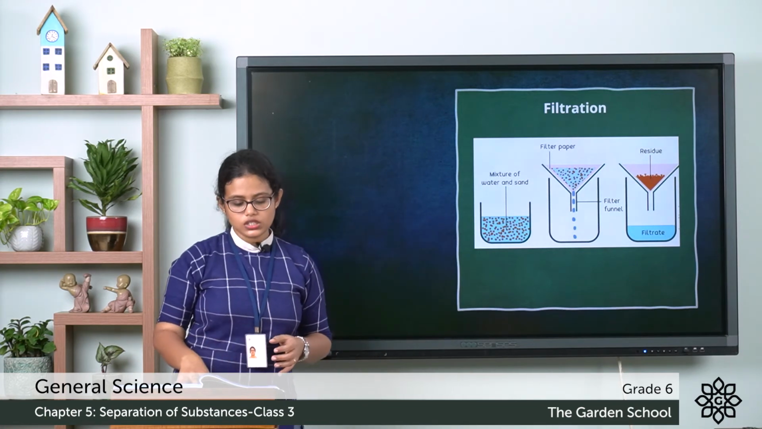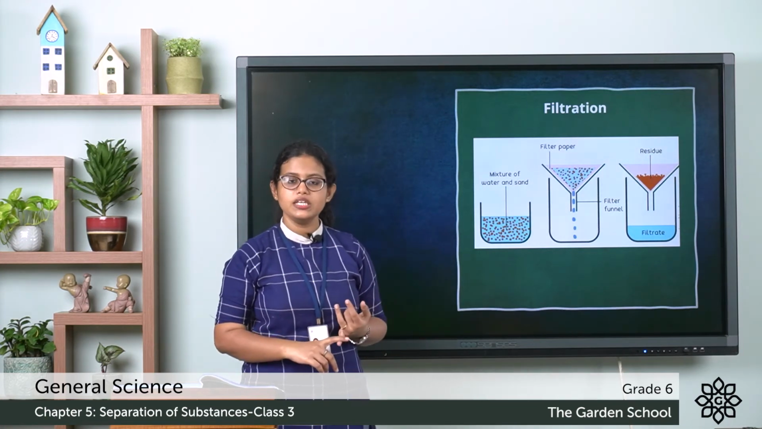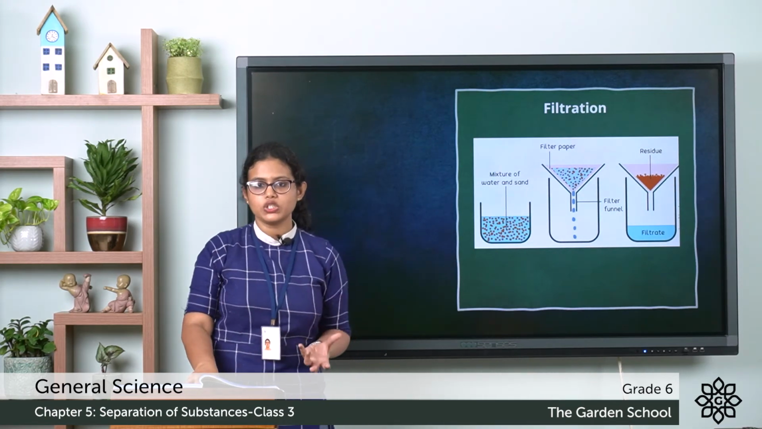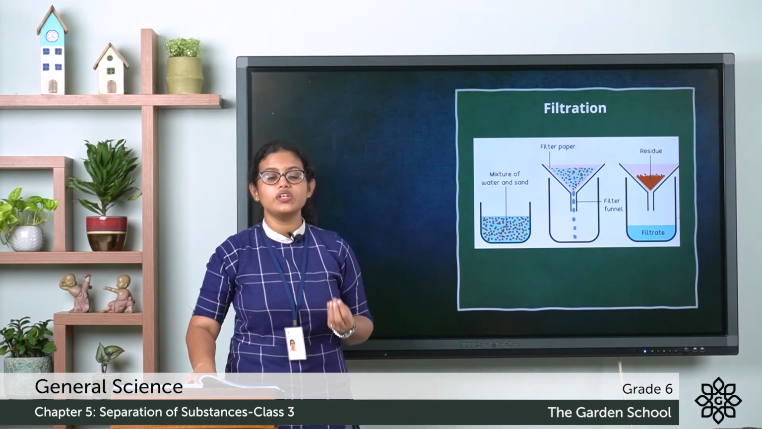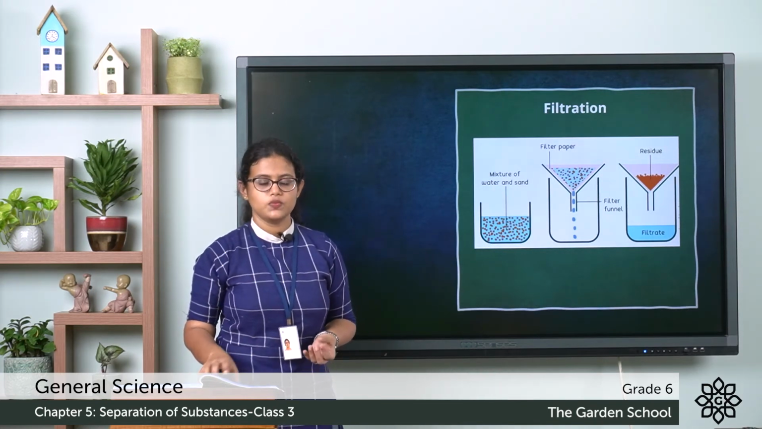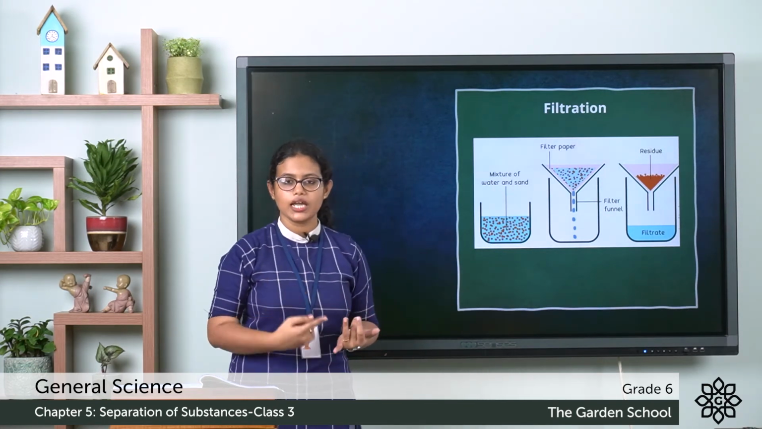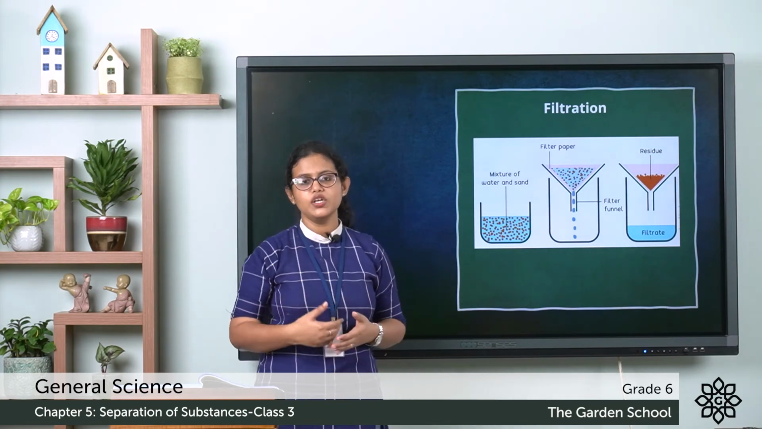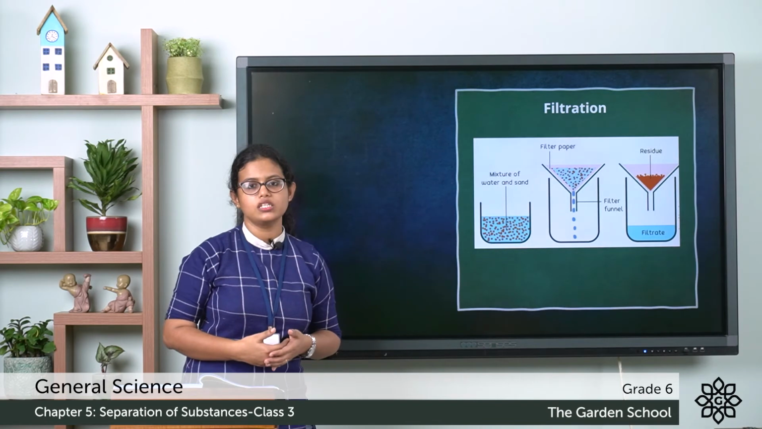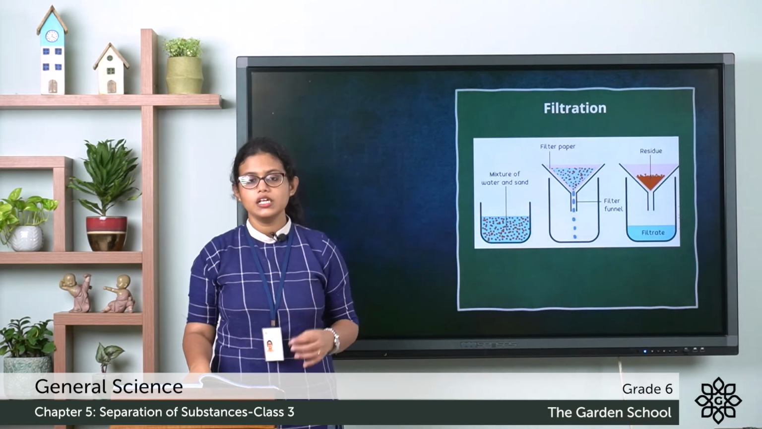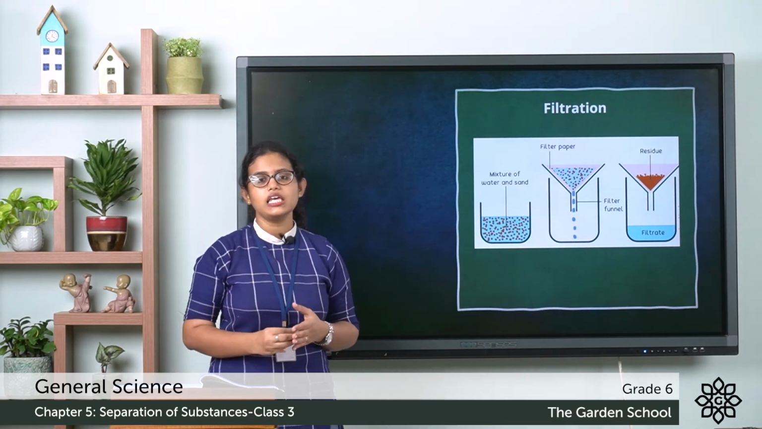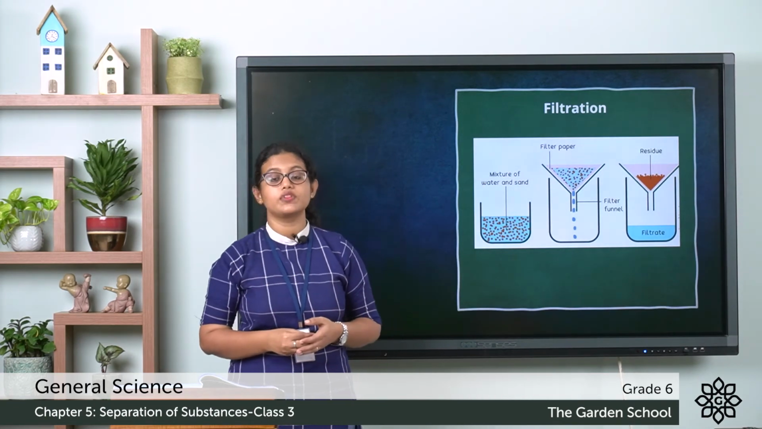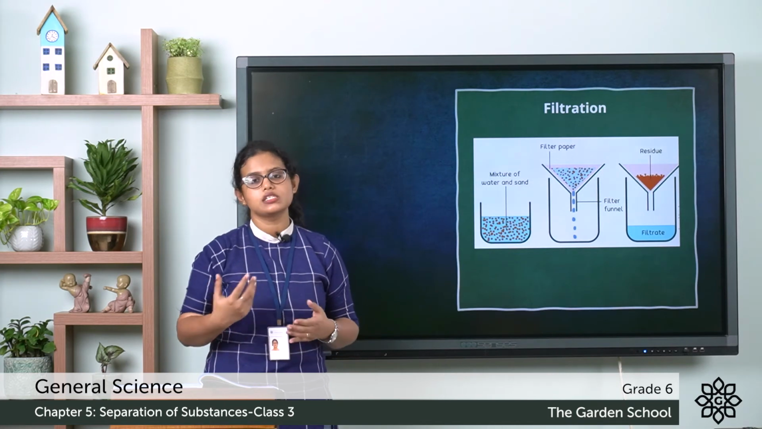A filtering device can be a fine piece of cloth to filter water, or we use a special paper in order to filter liquids in the laboratory. So to filter, you can either use a filter paper or a fine cloth in order to filter the insoluble solids from liquids. The next important thing is that the size of the pores of a filter depends on the size of the solid that needs to be separated.